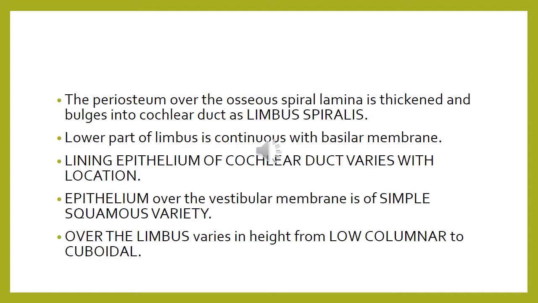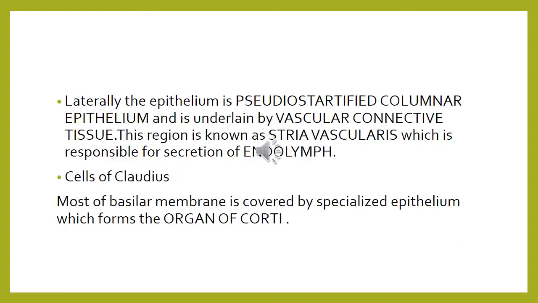Now, the lining epithelium over the cochlear duct varies according to the location. The epithelium over the vestibular membrane is of simple squamous variety, while over the limbus, it varies in height from low columnar to cuboidal cells. Now, laterally, the epithelium is pseudostratified columnar and it is underlain by the vascular connective tissue. This vascular area is known as the stria vascularis and it is responsible for the secretion of endolymph.